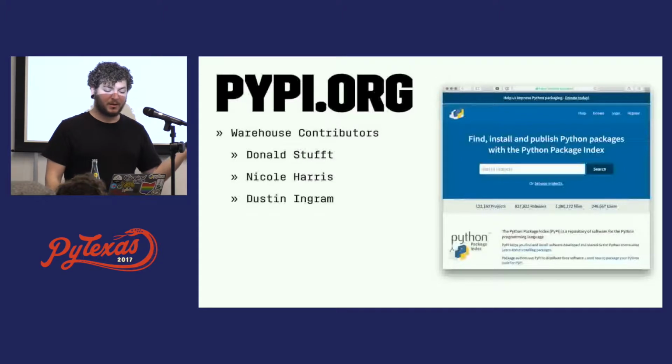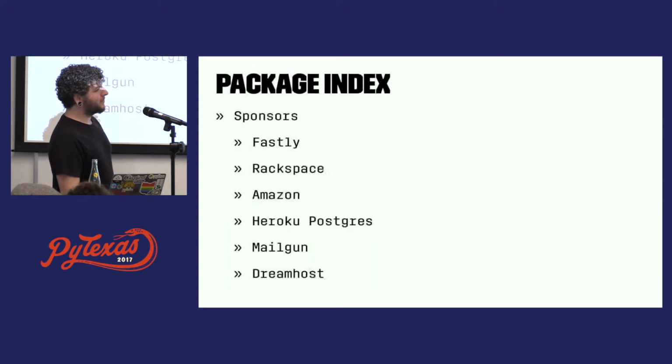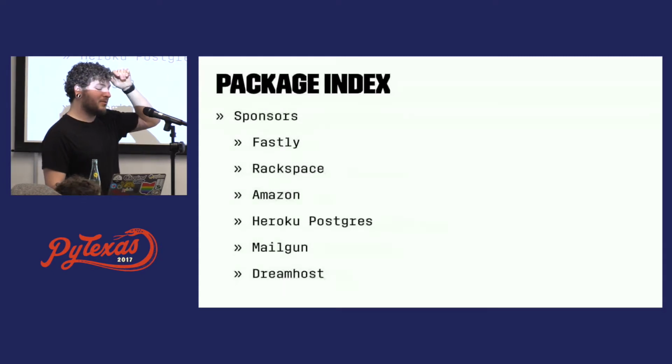PyPI.org, which is the upcoming new thing, has three major contributors: Donald Stufft, Nicole Harris, and your own Dustin Ingram. Sponsors, again, it's the huge service. It has all sorts of work being done. So it also has the most sponsors making it possible: Fastly, Rackspace, Amazon, Heroku, Mailgun, and DreamHost.